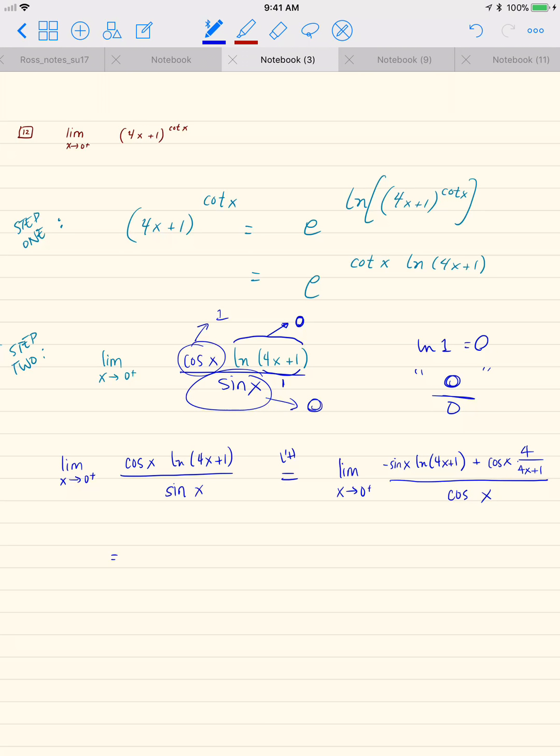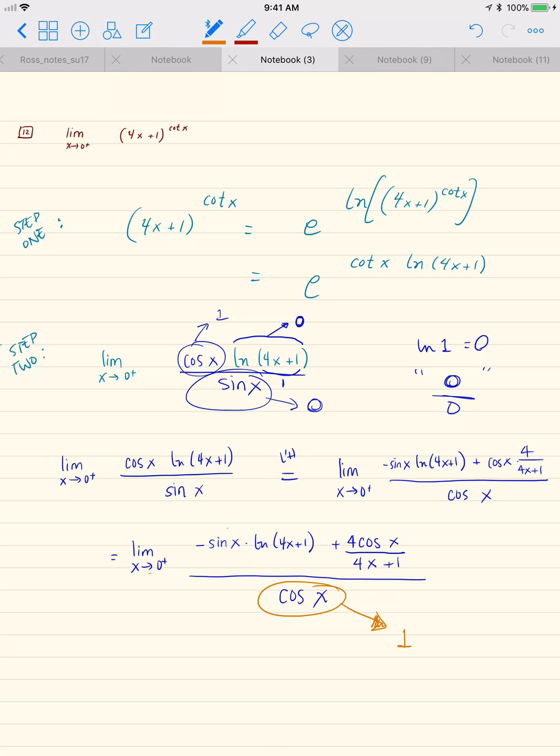Okay, so let's rewrite this so we can see it better. We have the limit as x approaches 0 from the right of negative sine x times the natural log of (4x + 1), plus 4 cosine x divided by (4x + 1), and all of this is divided by cosine of x. So let's see what happens as x approaches 0 from the right. Cosine of x is going to approach 1.